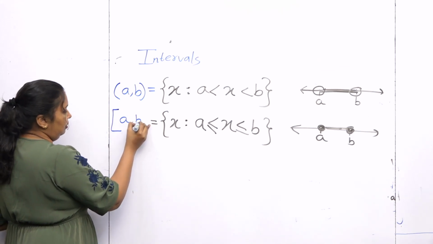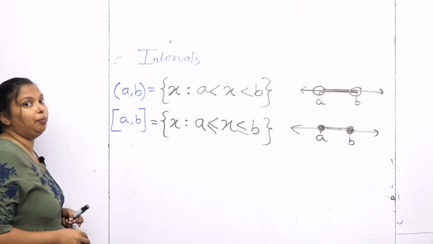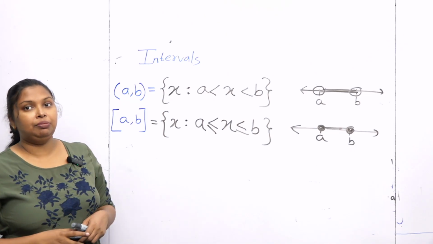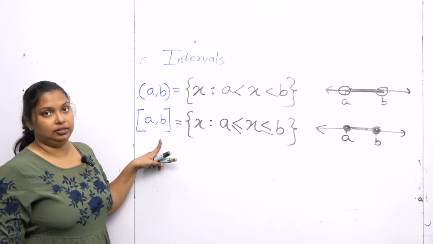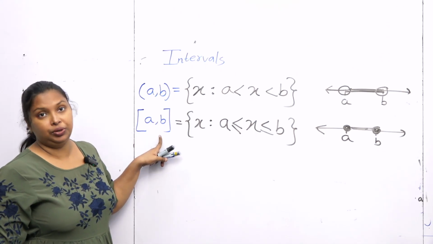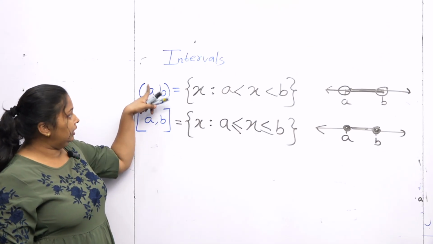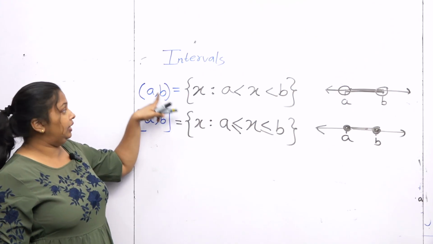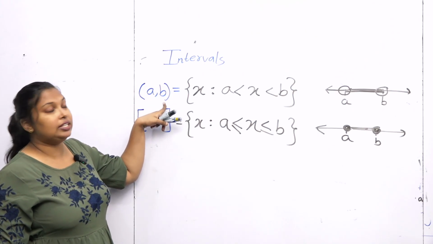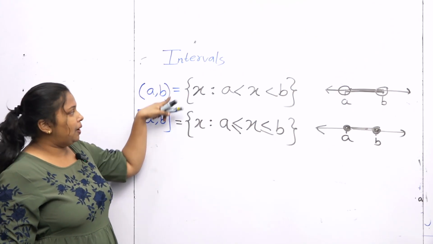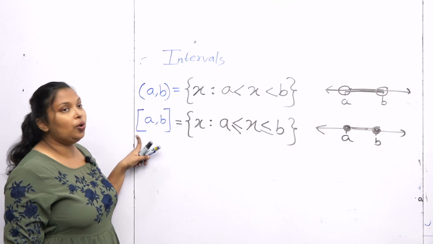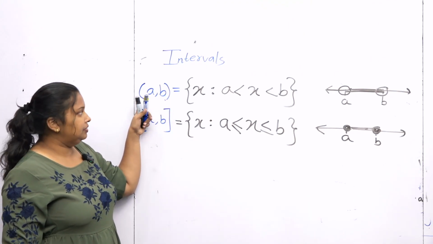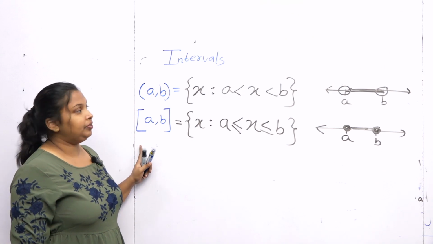a comma b using square brackets. Okay, what do you mean by these square brackets? Yeah, you have to include a and b. The other brackets mean they ask not to take this a and b. That is the idea of these brackets, right? So we call this an open interval and this is a closed interval. Open interval, closed interval. Clear?